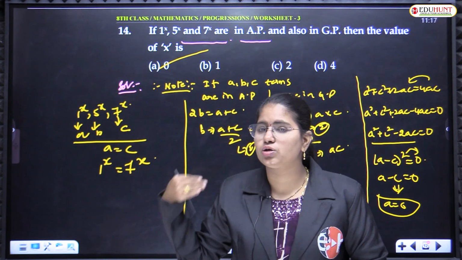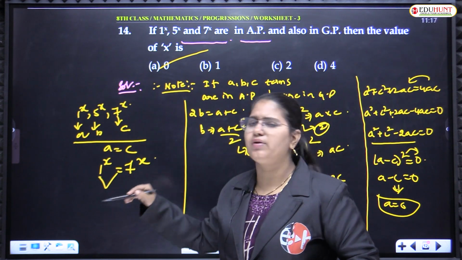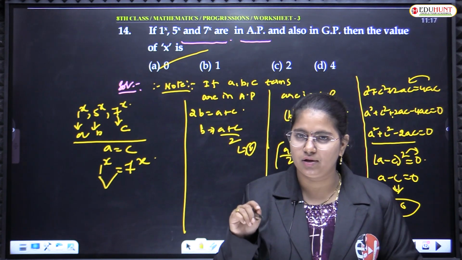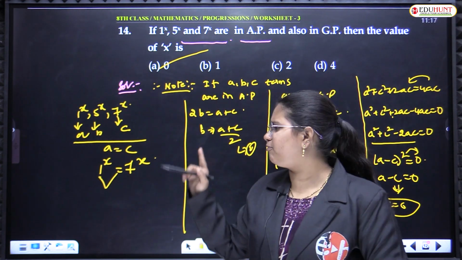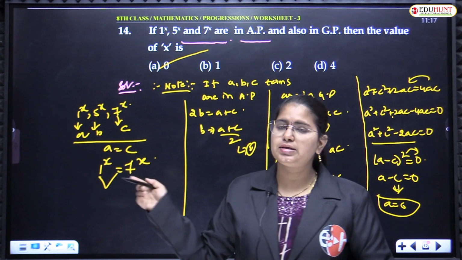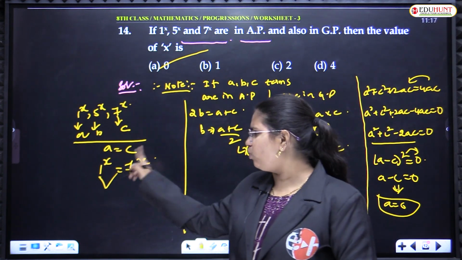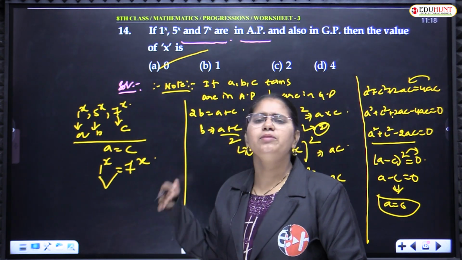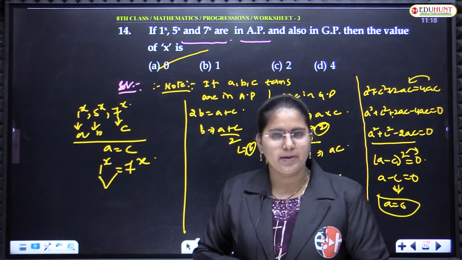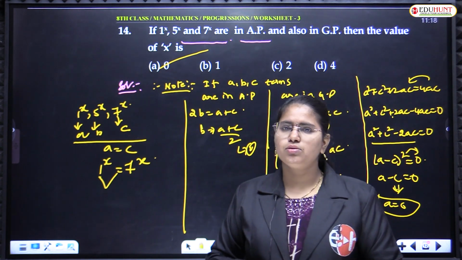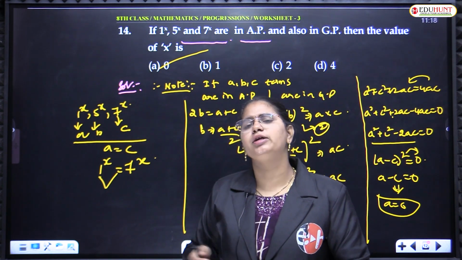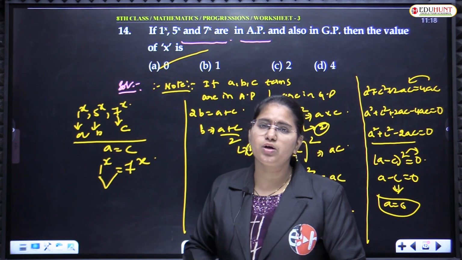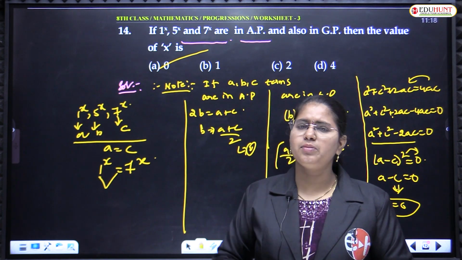1 power of x should be equal to 7 power of x, by trial and error method. If I keep 1 in place of x, 1 power 1 is 1, 7 power 1 is 7. Will they ever be equal? No. Put 2, put 3, put 4. At least you keep minus 1. 1 power minus 1 is again 1.